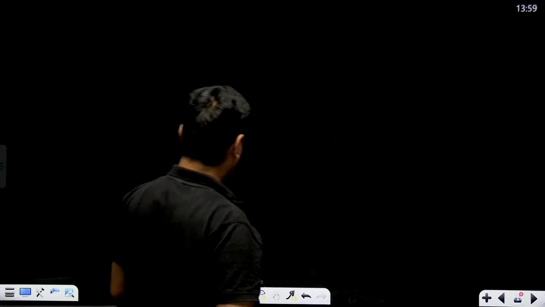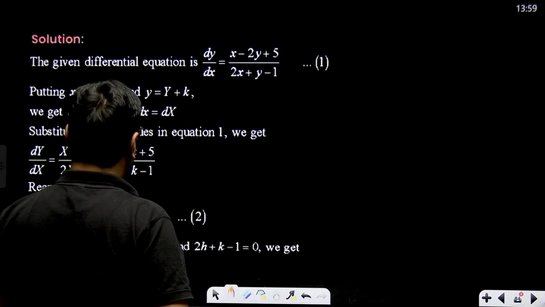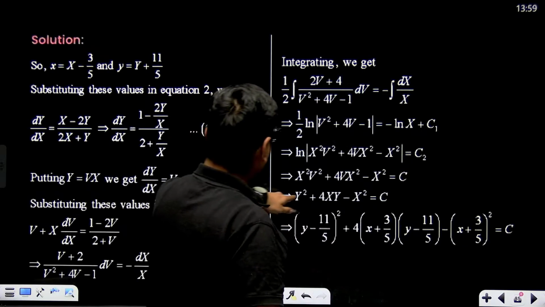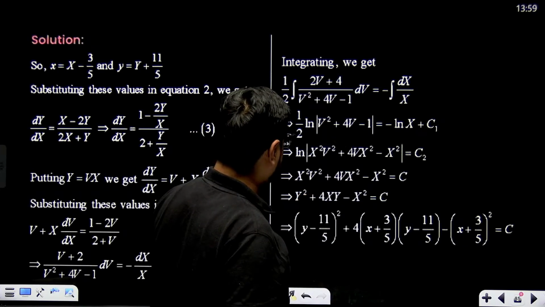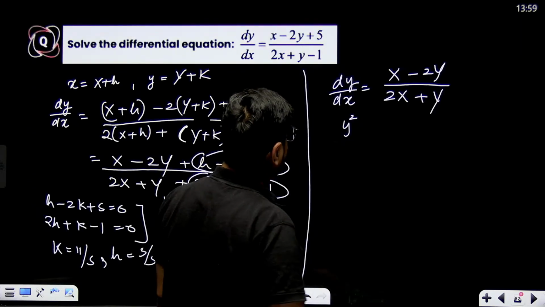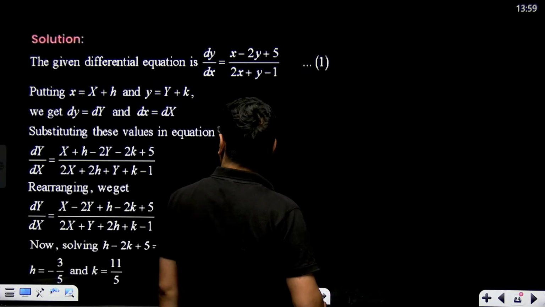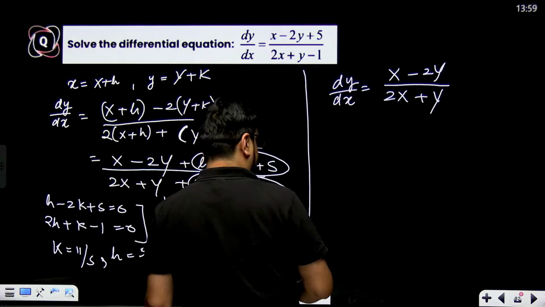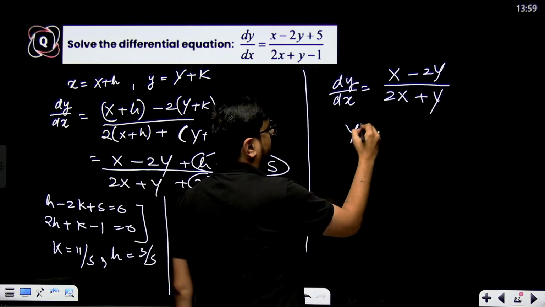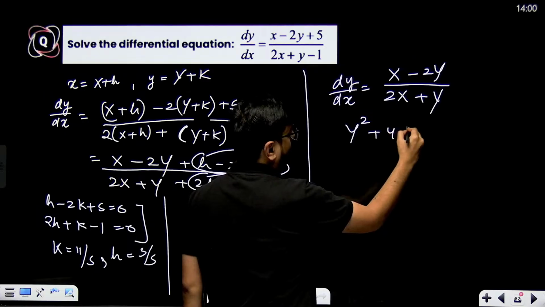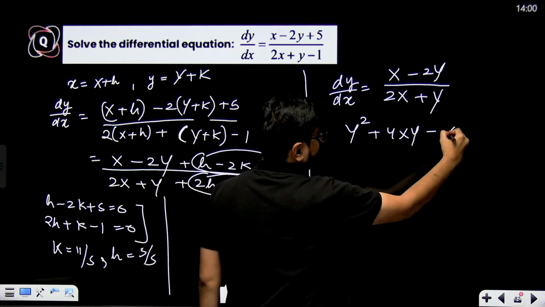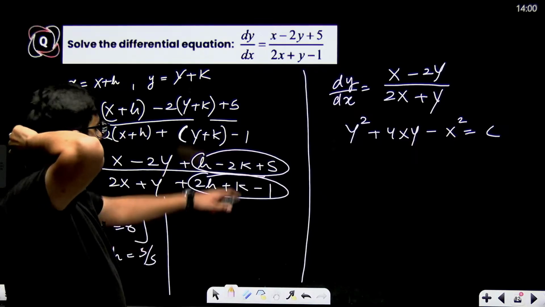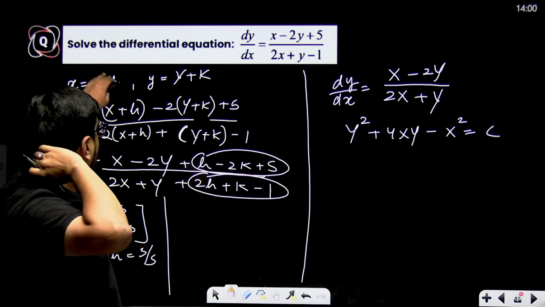Let's just see what the homogeneous equation becomes. Y square plus 4XY minus X square. When you solve it the way we solve a homogeneous expression, we'll have Y square plus 4XY minus X square equal to c. This will be my solution.